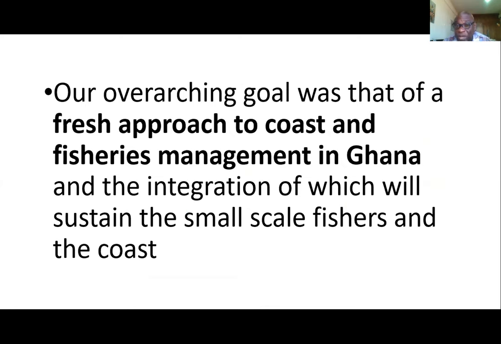The overarching goal of what we did was to come up with a fresh approach to coastal and fisheries management in the country. And also, how do we integrate these so that we get to where we want to go? Because you cannot divorce fisheries from what happens to the coast. In this era of competition, high tourism, if people who own the land along the coast decide to sell off all this land to investors to build tourist facilities, hospitality, oil facilities, and so on, gradually they'll be pushing fishers away. So how do we strengthen the fishers and work with other governance authorities so that they are able to understand that small-scale fisheries and coastal management can live side by side?